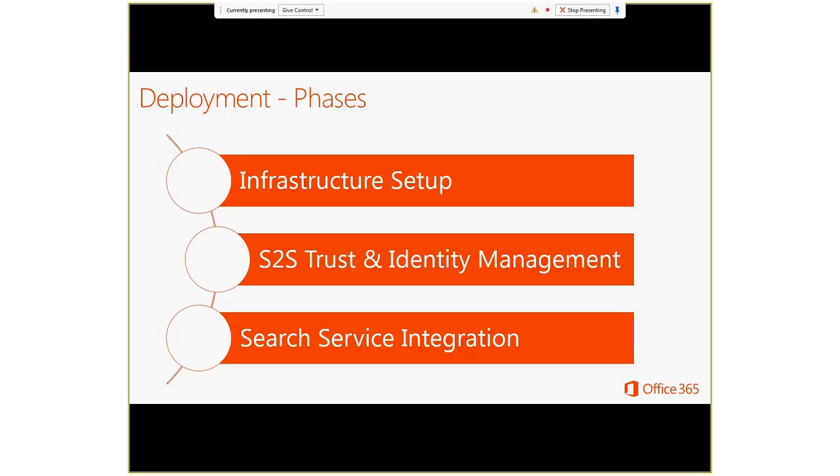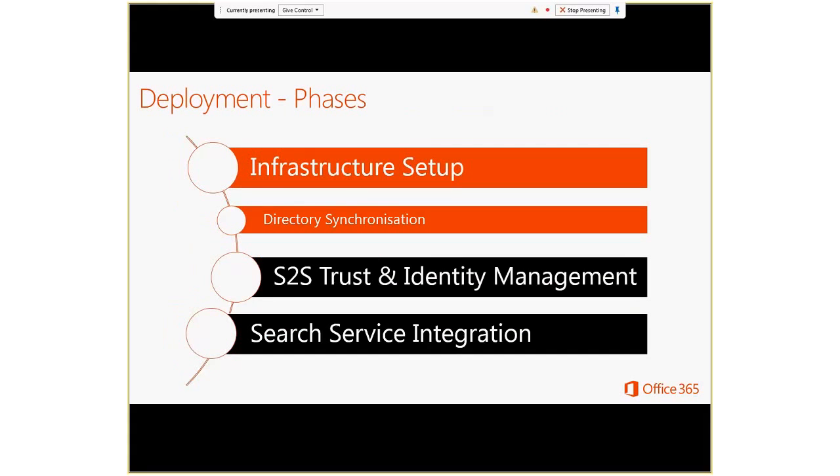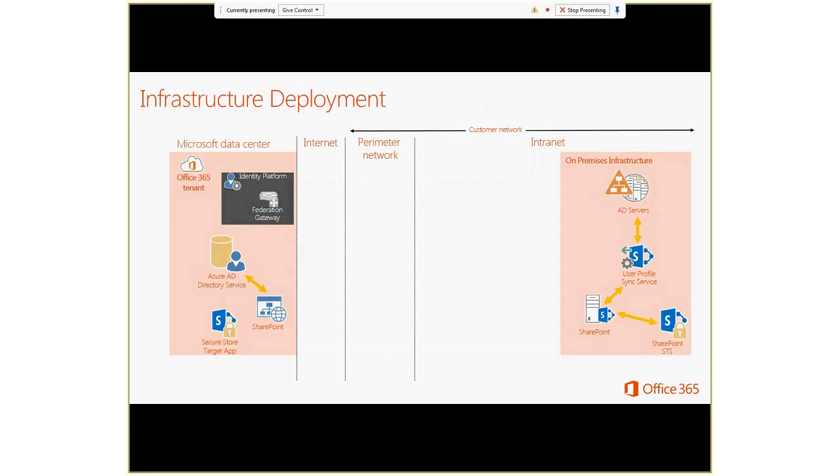Let's get into a little more detail around the infrastructure setup, which means the first component we are going to look into is directory synchronization. But before we look into this component, let's take an overview of where each of these components plugs in. What we see now is exactly the scenario I mentioned towards the beginning of this session: I have my Office 365 environment, and I have my intranet or corpnet where I have SharePoint and my Active Directory servers.